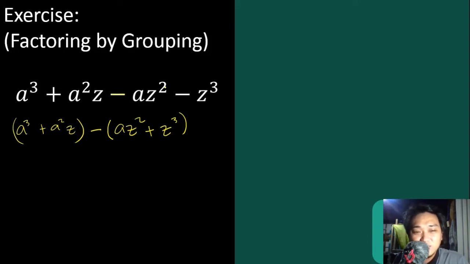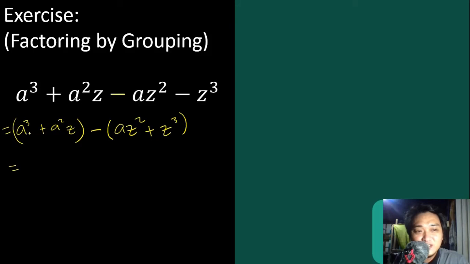Na si a squared, dating negative, gagawin nating positive. Si negative z cubed, na dating negative, gagawin naman nating positive. So, since na-group na natin siya, we were able to group it properly. Ang susunod naman natin gagawin is i-factor out natin yung mga common monomial factor or GCMF, greatest common monomial factor.